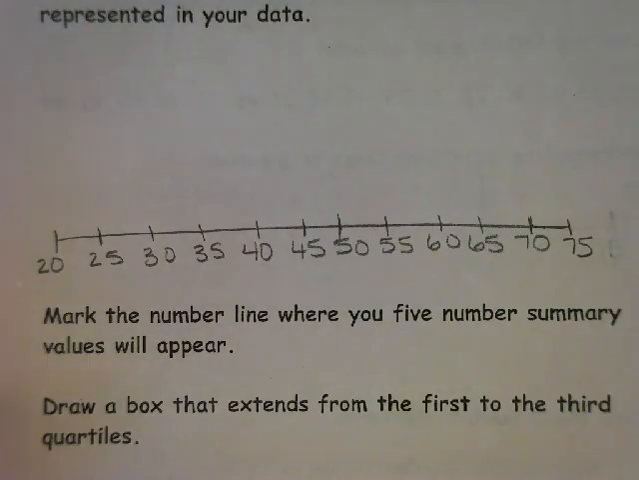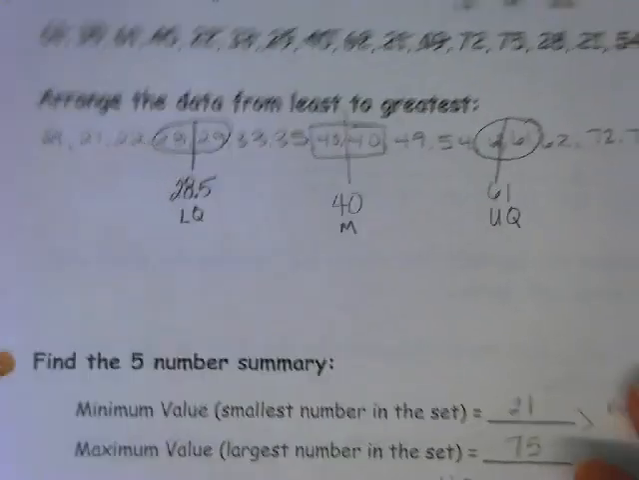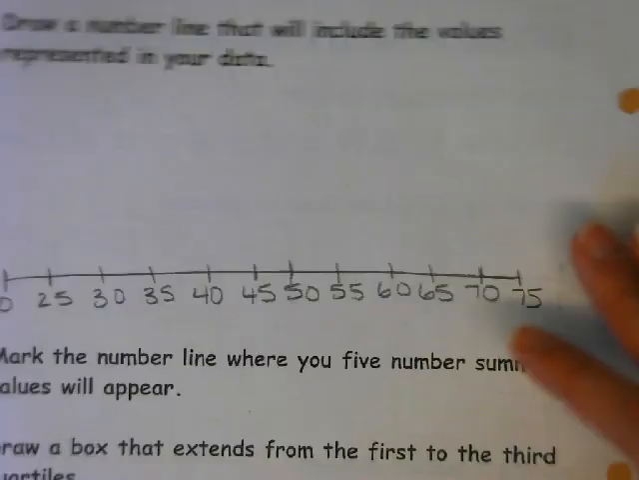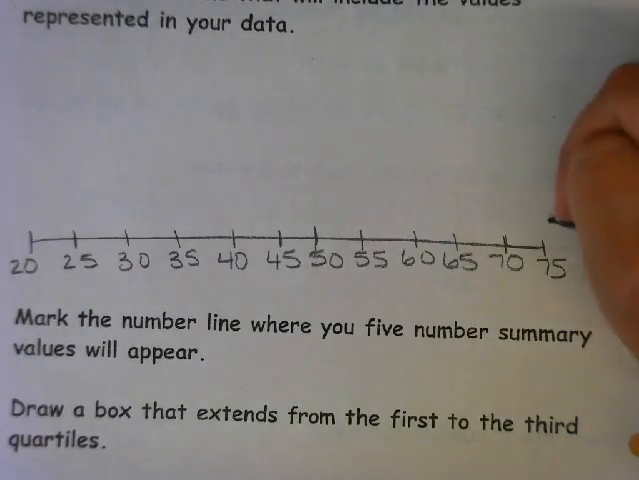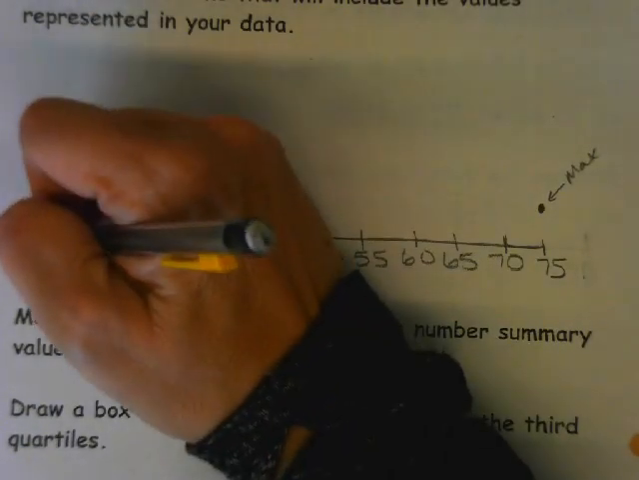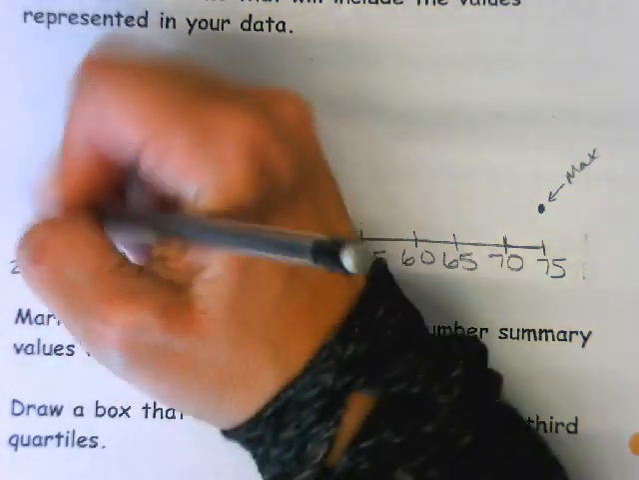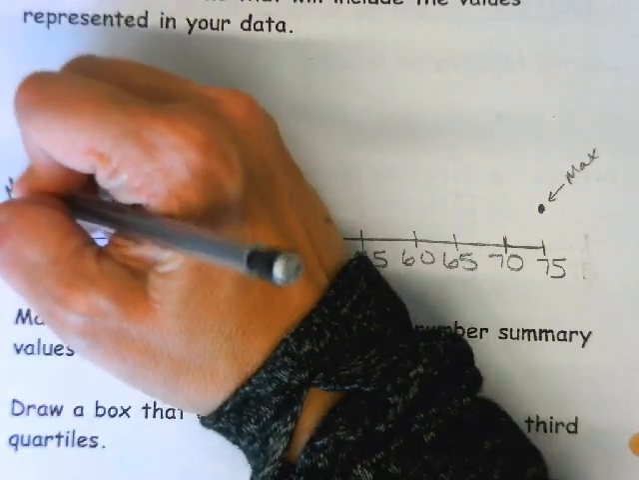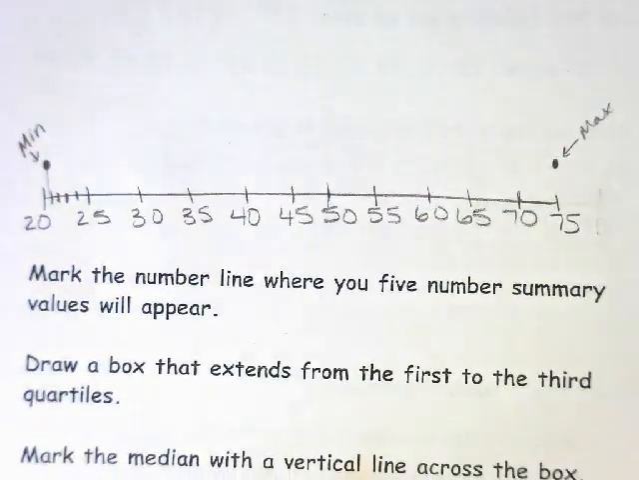Now we can draw it. So we go back to here. 21 and 75 were our upper and our lower. So those are going to be our dots. Right? This is our max. And then 21, 1, 2, 3, 4. So I can kind of see 21 would be my minimum. Right? Does everybody see how we did that?